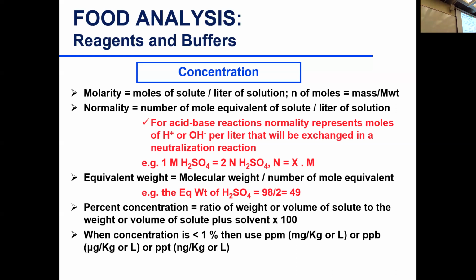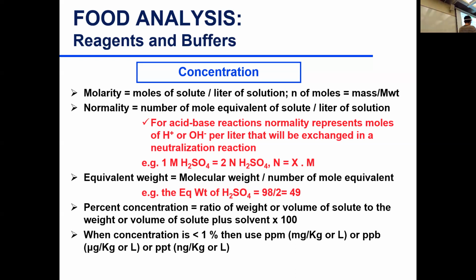Every organic acid has different numbers of carboxyl groups. So acetic acid has 1 carboxyl group, citric acid has 3 carboxyl groups. So equivalent weight would be the molecular weight divided by the mole equivalent of the solute. So if I look at H2SO4, the molecular weight of H2SO4 is 98. Then you have 2 H's, so the equivalent weight, divided by 2, is 49. This will be relevant later when we talk about pH and titratable acid.